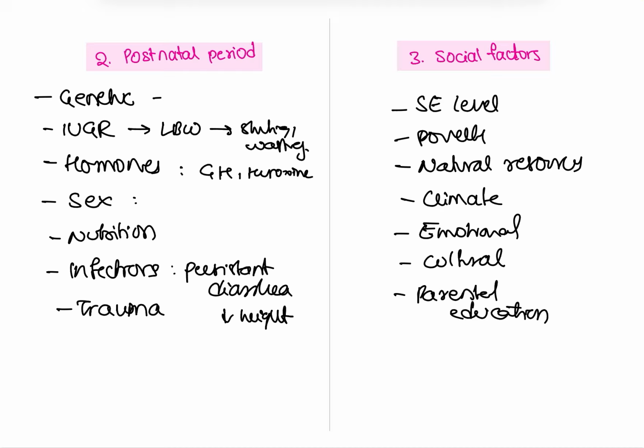The child belonging to upper economic level has better nutritional status. A child with poverty goes through hunger, undernutrition, and infections. The climate: the growth is higher in spring and low in summer. Emotional factors. A child from broken homes or orphanages does not grow optimally. Cultural factors. There are certain cultural factors regarding child rearing. Parental education. When the mother is educated, there is more health promoting behavior.